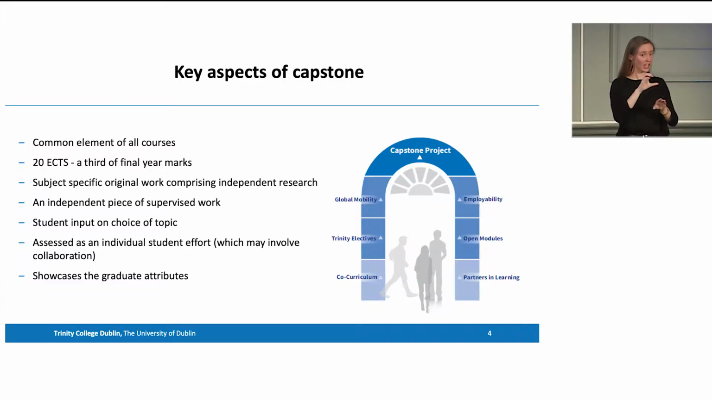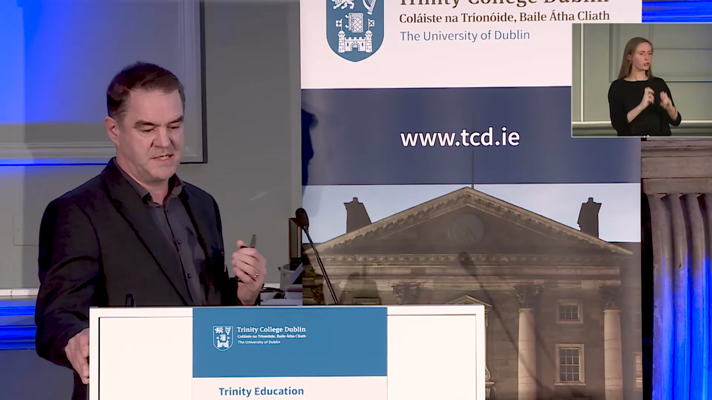So some of the key features then are listed here. It does, as we've said, cap off the Trinity Education experience, so it usually happens in final year. It's the common element of all courses. As I mentioned, key to us is that every single student can leave Trinity having said that they've been able to engage in a meaningful research project. So no matter what you're studying in Trinity, if at all possible, you will be doing a research project in final year. It's significant. It's 20 ECTS, so it's a third of your final year marks, so it counts for quite a bit. It's subject specific. There's a list in a couple of minutes of just the diversity of different types of capstones that we're talking about here, but specific to your subject. But the key thing is that it's original work, and it's independent research. So students get to engage in real research that's independent and original.